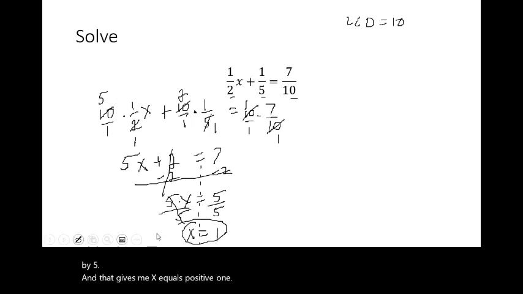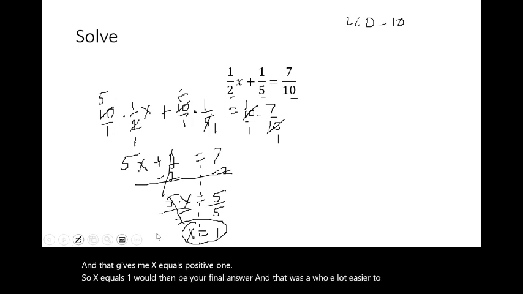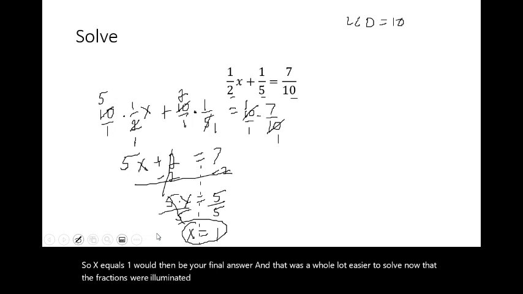So x equals 1 would then be your final answer, and that was a whole lot easier to solve now that the fractions were eliminated. So that is just a suggestion, something that I highly suggest you do when everything involved in your equation is a fraction.